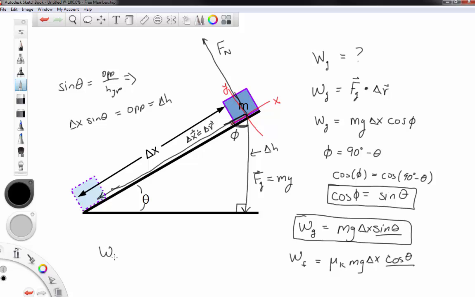And so this work done by gravity, therefore, would be m times g times this whole term together, which makes the change in height. And that's the familiar equation that we derived elsewhere in class by taking a falling object.